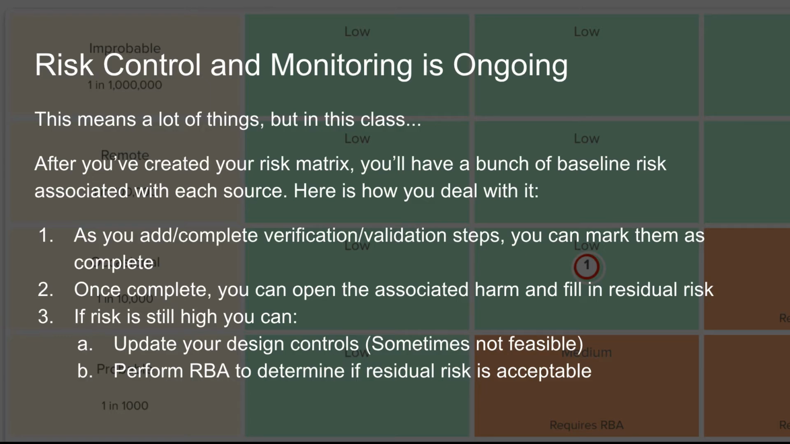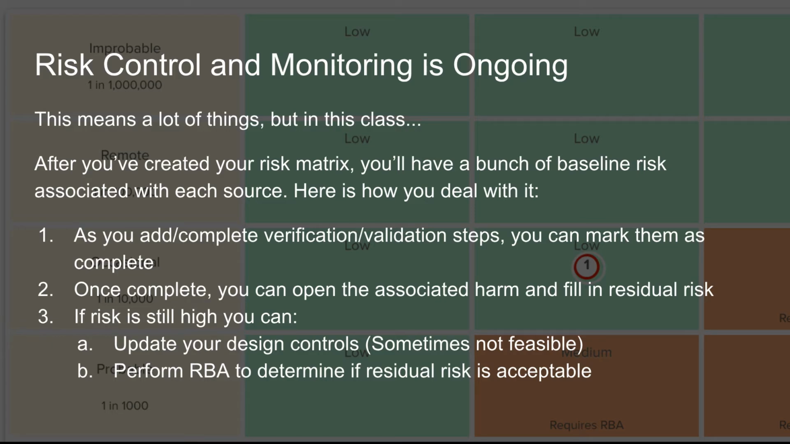In this class, it basically is going to refer to how you handle the residual risk. In a company, this would have implications about management and auditing, and there's something called CAPA, which involves continuous monitoring and improvement. It's preventative action is what it is. In this class, though, we're not going to get into those weeds.